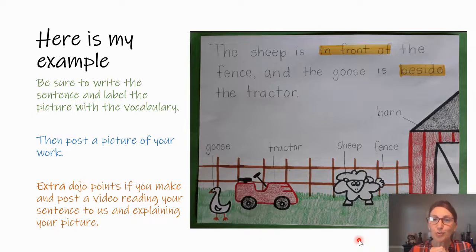You will also write your sentence and highlight the positional words just like I did. Then you're going to draw and label the picture. I labeled barn, fence, sheep, tractor, and goose. Then you're going to post a picture of your work. And as always, extra dojo points if you make a video reading your sentence to us and explaining your picture.